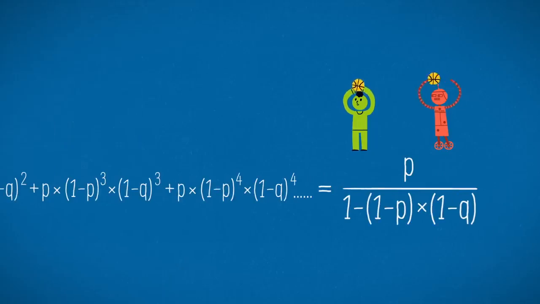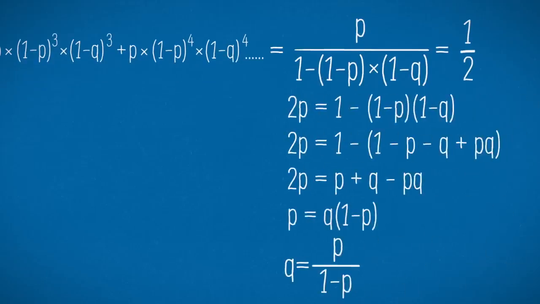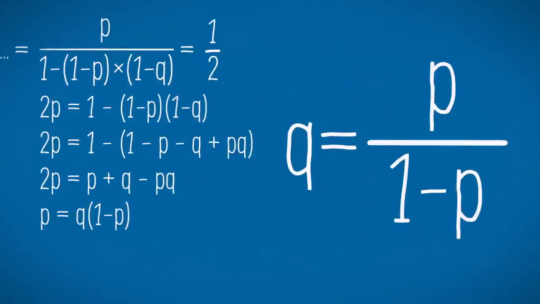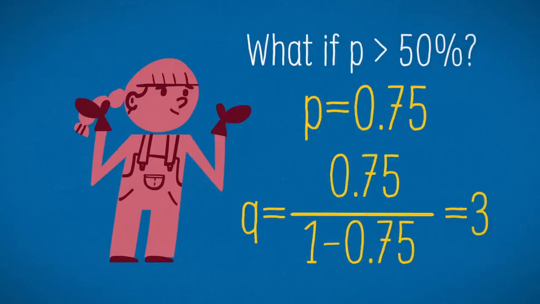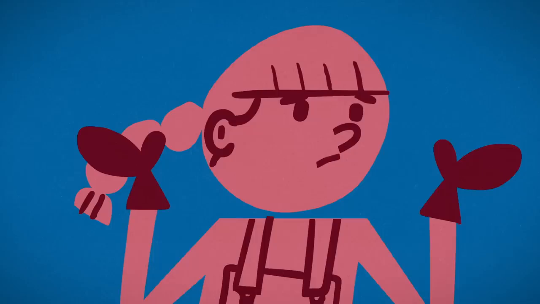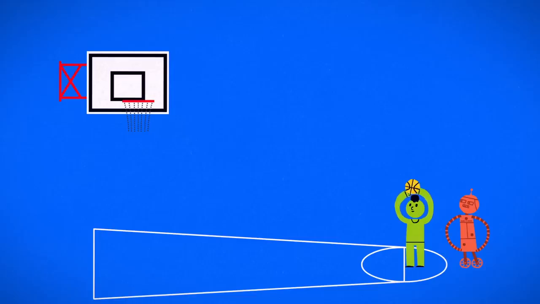We want this sum to be 1/2. Using some algebra to solve for Q, we find that Q should equal P divided by 1 minus P. If P is greater than 50%, Q would need to be bigger than 1, which can't happen. In that case, a fair game is impossible, because the human has a better than 50% chance of winning immediately.